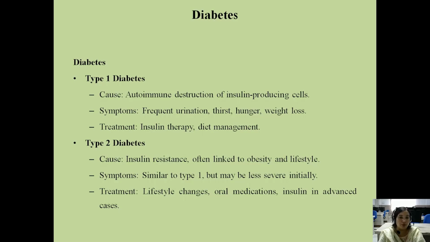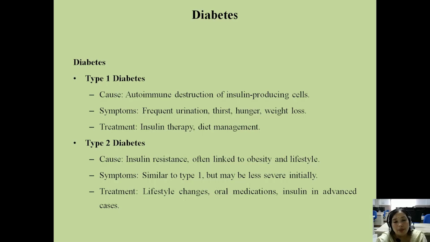And the symptoms are that you feel frequent urination in your body, you feel thirst, you feel too hungry because of diabetic symptoms, and you feel weight loss in your body. The treatments are insulin therapy and diet management for people with type 1 diabetes.